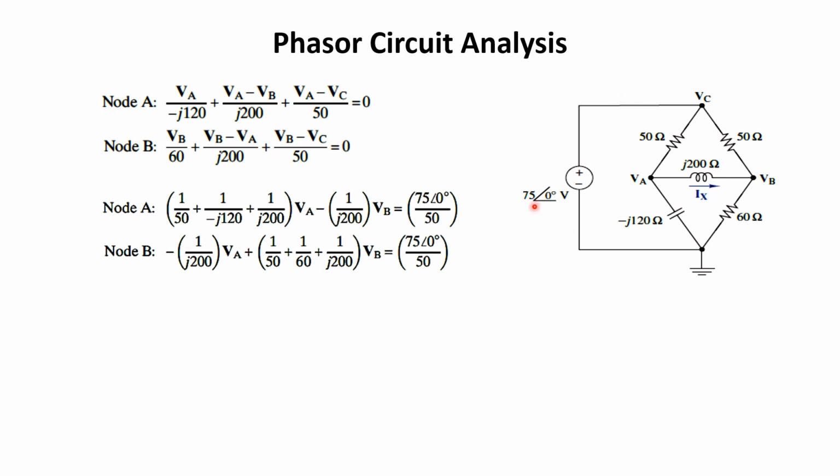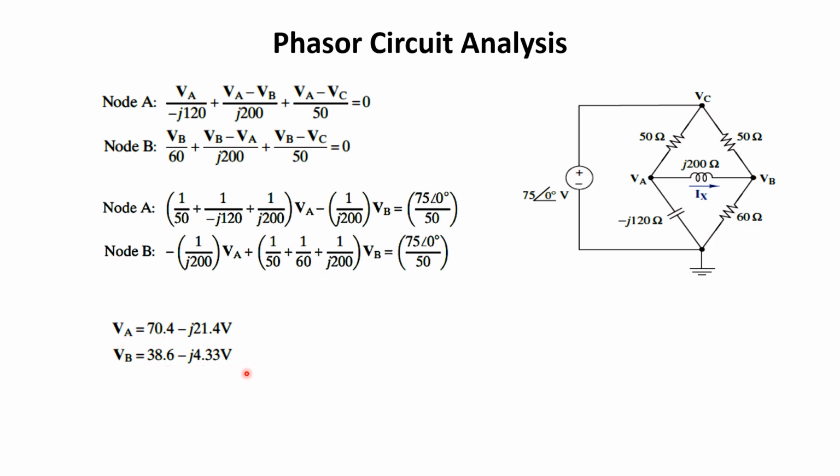Angle 0 means it is just 75 volts, or if you insist, it will be 75 plus J0. So VC is known. Only two voltages are left to be determined, VA and VB. So we have two equations and we can find VA and VB. You should do it by yourself.